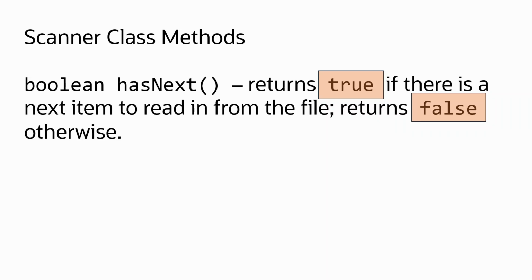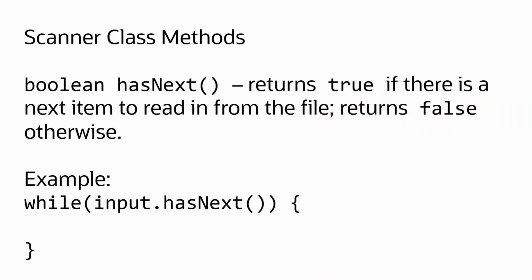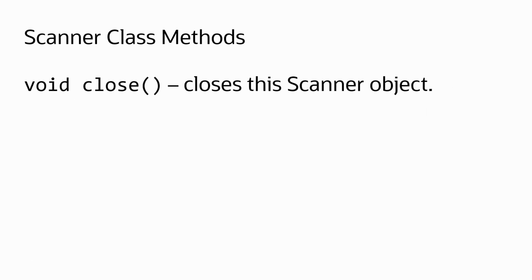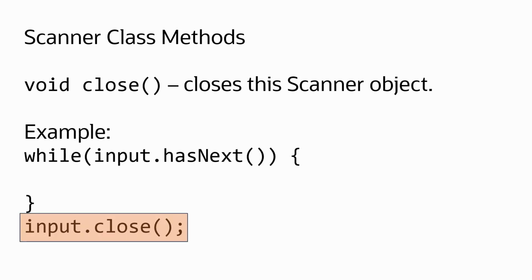Some Scanner class methods that you will need to use include the boolean hasNext, which returns true if there's a next item to be read from the file and false otherwise. One way that you can use this is within a while loop, while input.hasNext. It also has a close method that closes the Scanner object, like closing a file. And you would include that at the end, input.close.